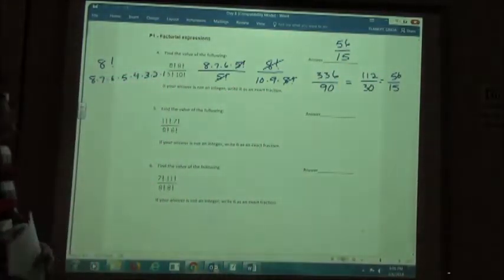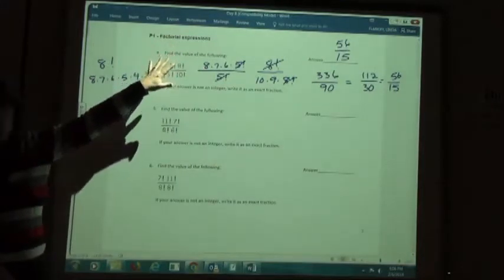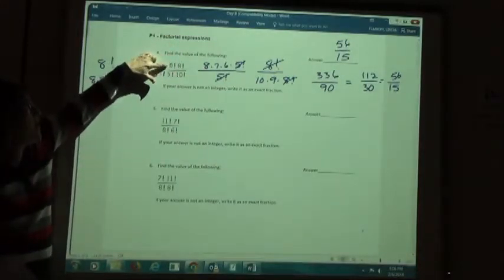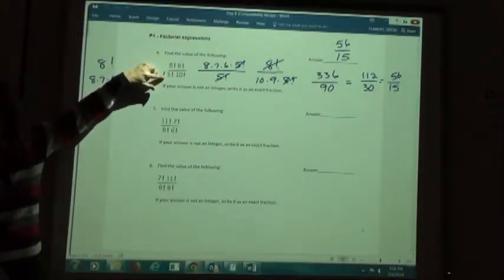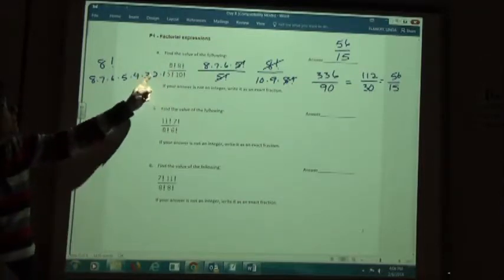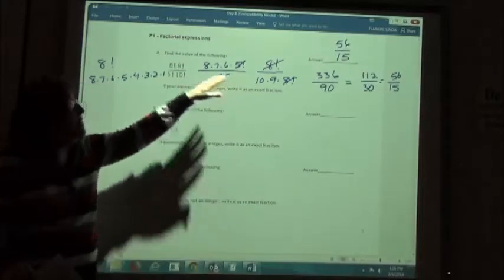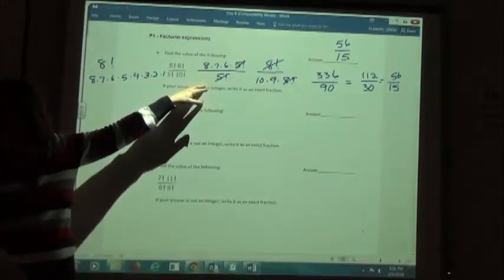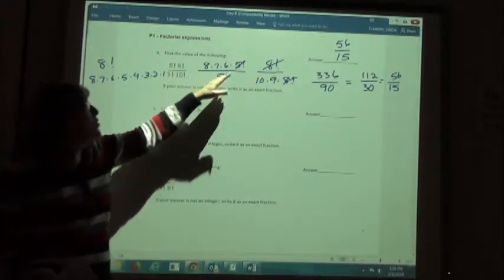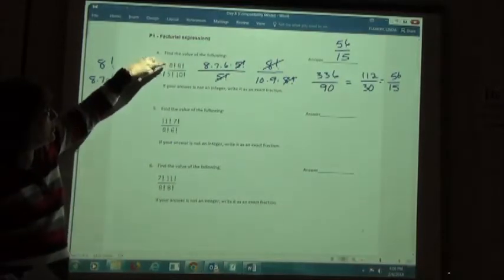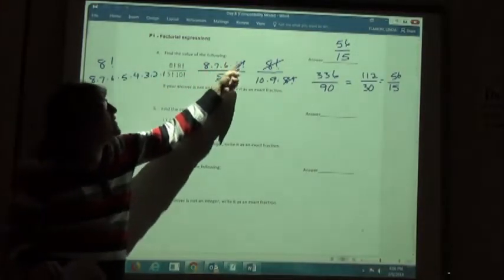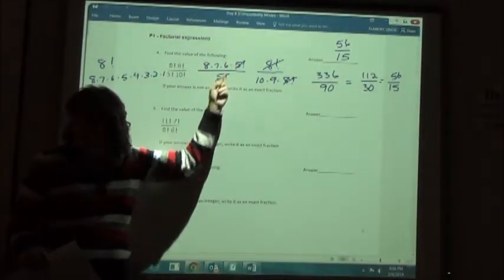All right. So, if I have 8 factorial divided by 5 factorial, 8 factorial means I'm going to do 8 times 7 times 6 times 5, 4, 3, 2, 1. 5 factorial would be 5 times 4 times 3 times 2 times 1. So what we did is took the bigger number, started listing our values until we hit the bottom one, because then we could cancel.